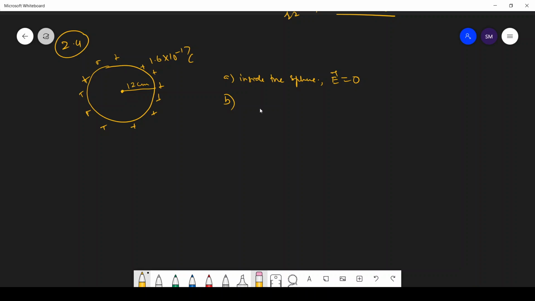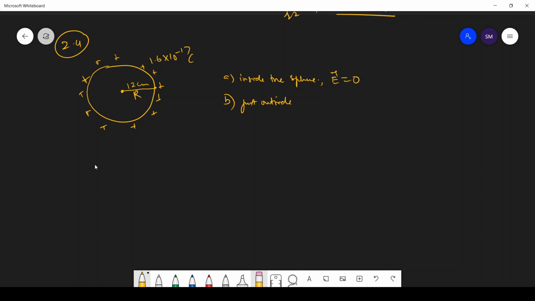Okay, you need to remember this point. Next is what is the field just outside? Just outside I am asking. So just outside the sphere, what will be the field? Students, this is the radius. Just outside means just on the surface, a little bit away from the surface, just outside.